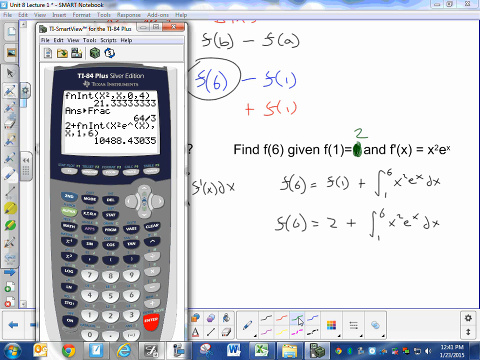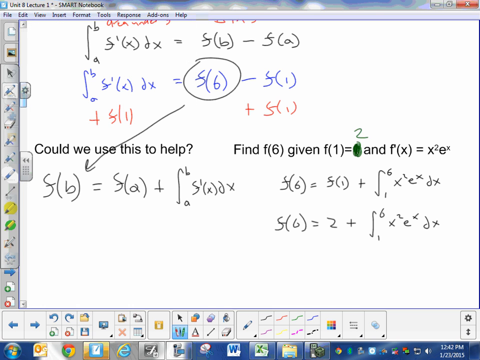Either way, you should get 10488, right? Whether you add it at the beginning or at the end. Cool, huh?